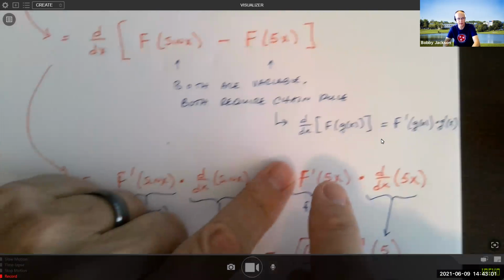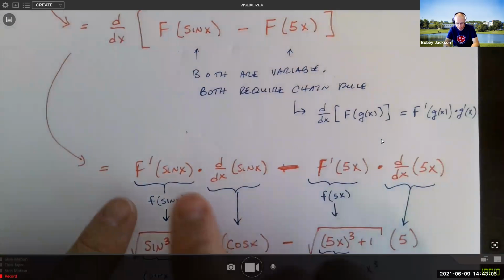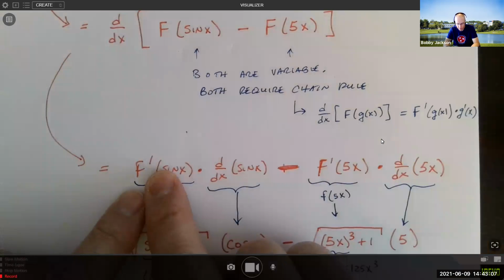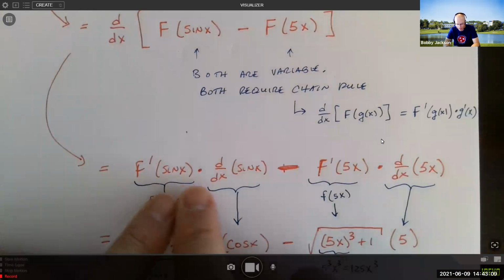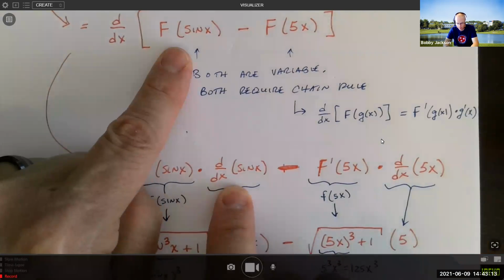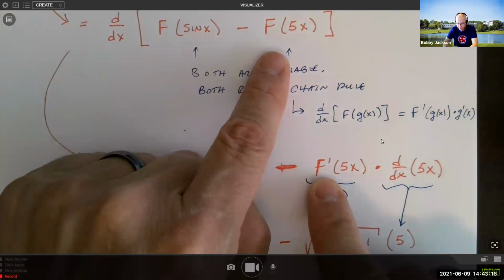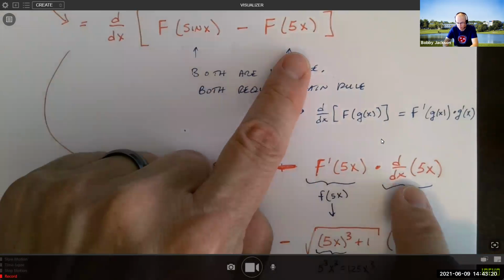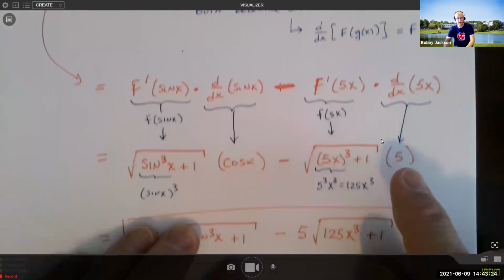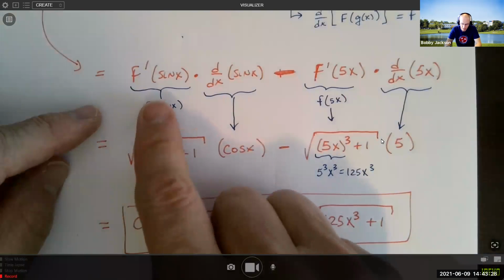Okay, so with that, what's the derivative of capital F of sine of x? It's the derivative of the outer function, capital F prime, evaluated at the inner, times the derivative of the inner. That's the derivative of F of sine of x, minus the derivative of this will be the derivative of the outer function, capital F prime, evaluated at 5x, times the derivative of what's inside. Okay, so what are these things? Well, first of all, what is capital F prime of sine of x?